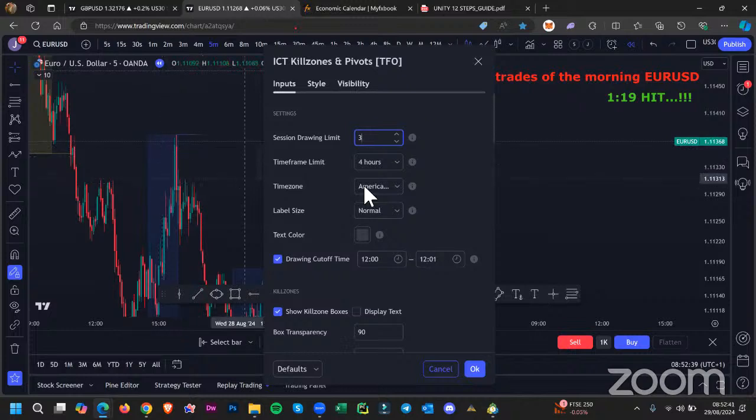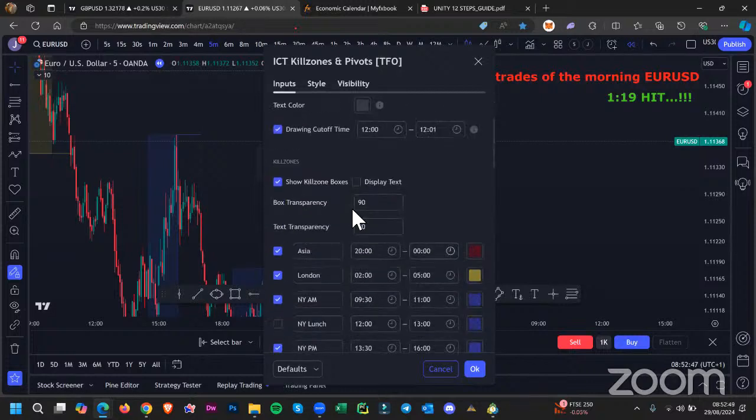The time zone I have set is American New York, label size normal, whatever it may be, cut off time. Show the kill zone boxes. These are the kill zone boxes. You see them? That's the kill zone. But I want this to see them. I don't need the text. If you need the text, then good for you. When the text comes on, it says New York AM, New York PM, London, Asia. I don't need it because it messes up my screen when I'm trying to teach you guys.